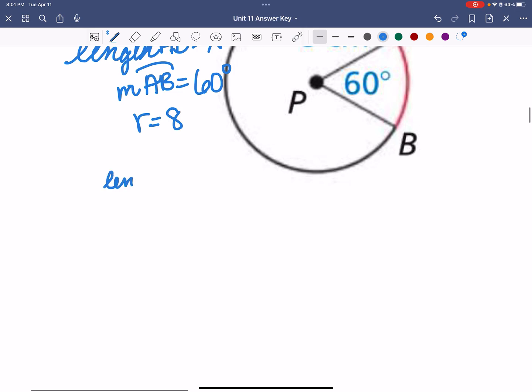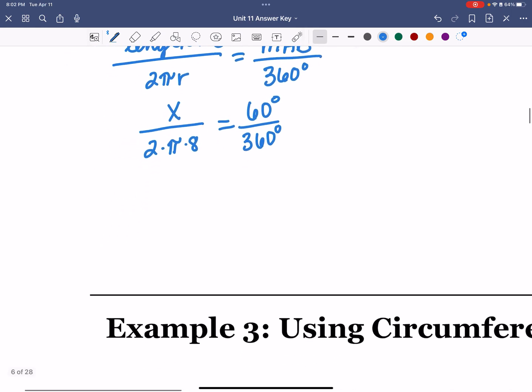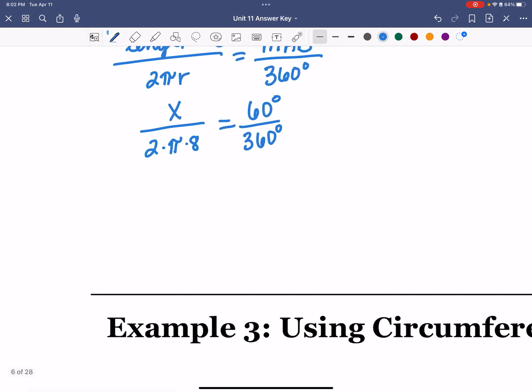I have length of arc AB, that's going to be over 2 pi r. I'm going to set that equal to the measure of arc AB, and that's going to be over 360 degrees. Now I'm going to go ahead and plug everything in. I don't know the length, but I do know 2 times pi times 8 gives me my circumference. Over here I have 60 degrees over 360 degrees. So let's go ahead and simplify this before we have to cross multiply.